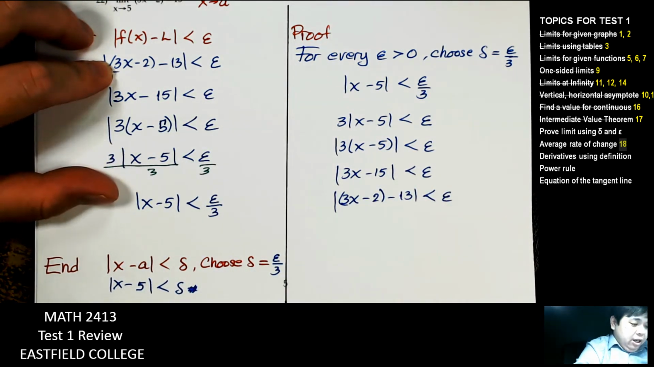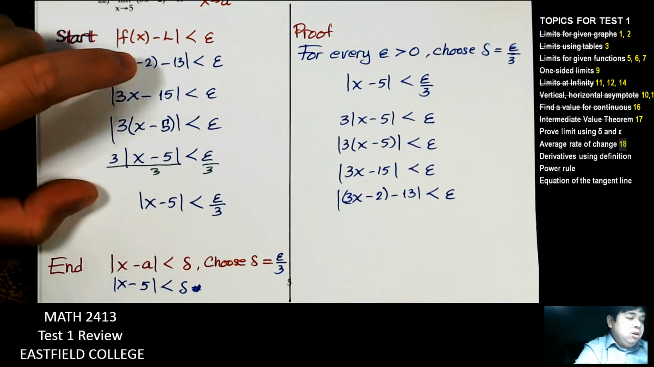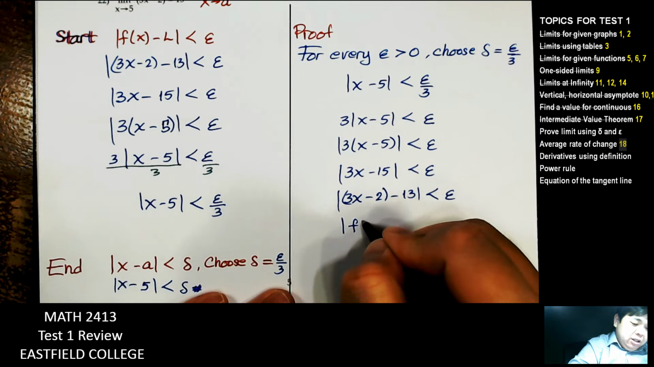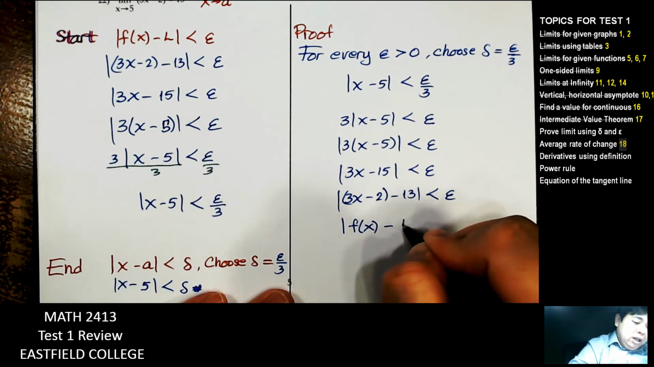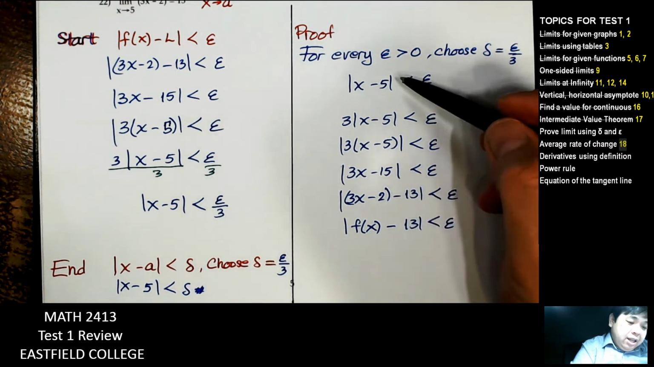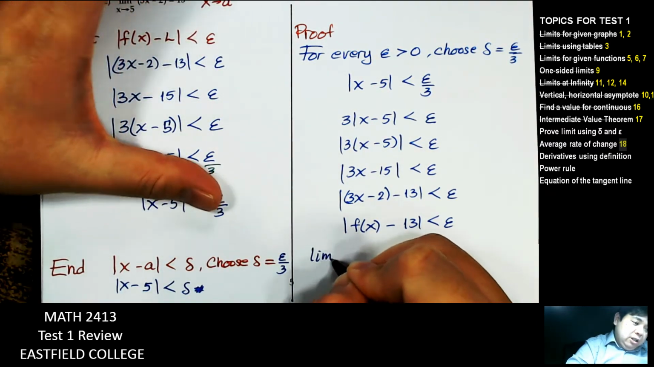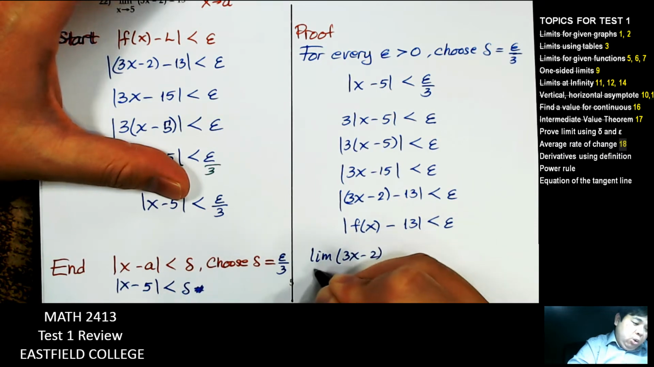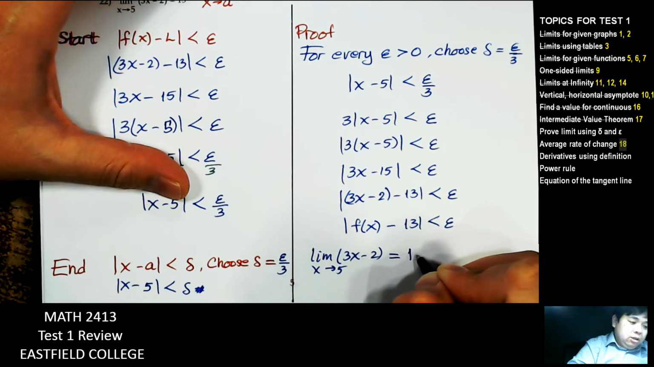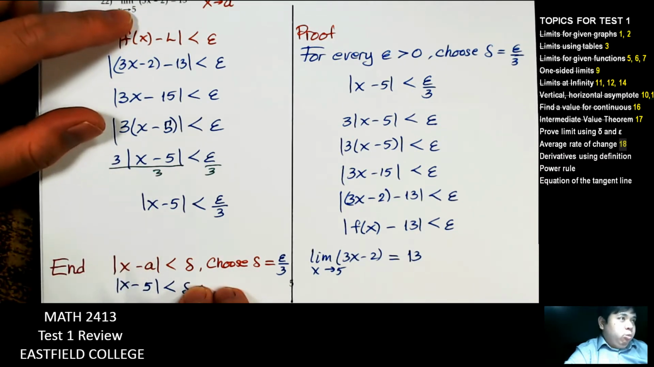So, like I said, usually from this to this, it is more natural to go from 3x minus 15 back to that. But we do have the absolute value of the function minus the limit less than epsilon, which is exactly what we need. So in that case, we say the limit of 3x minus 2 when x goes to 5 is equal to 13. Alright. So to prove, we just write this in reverse.